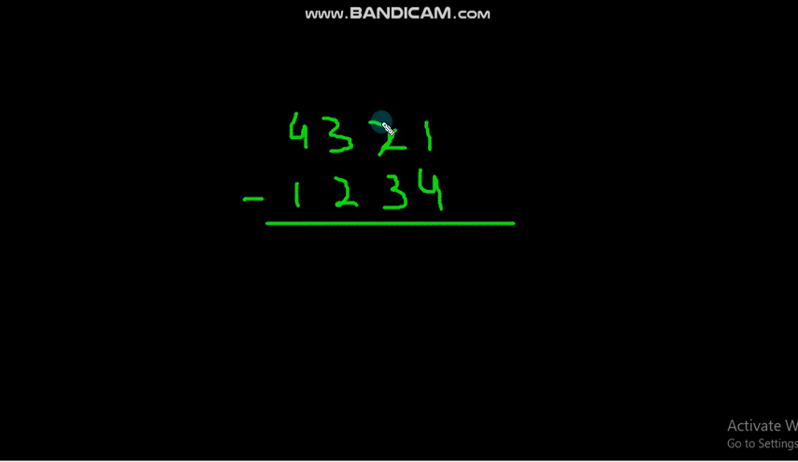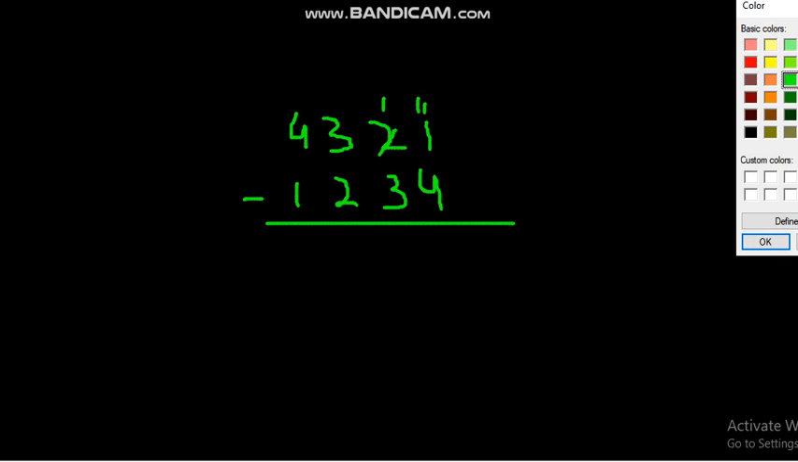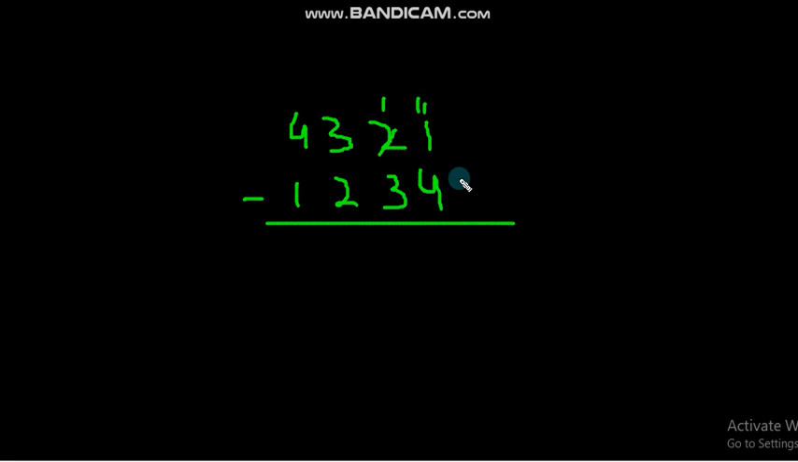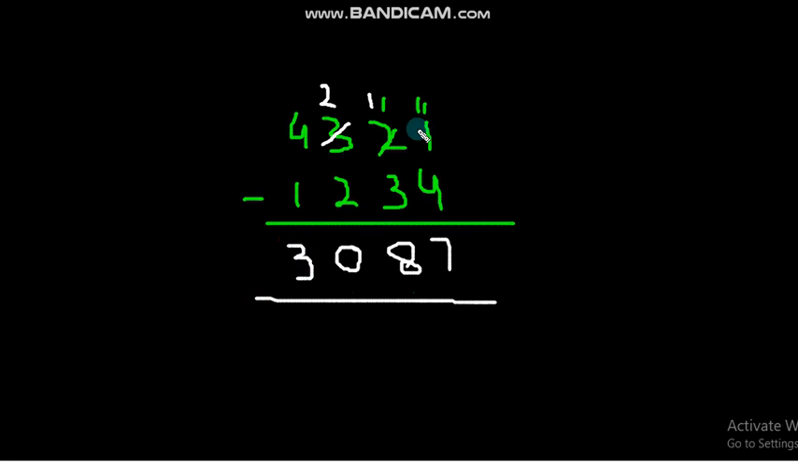To subtract, we make this 11. 11 minus 4 is 7, then from 1 we cannot subtract 3, so here 2, this also 11 minus 3 is 8, 2 minus 2 is 0, and 4 minus 1 will give us 3. That is the difference between the greatest number 4321 and the smallest number 1234.